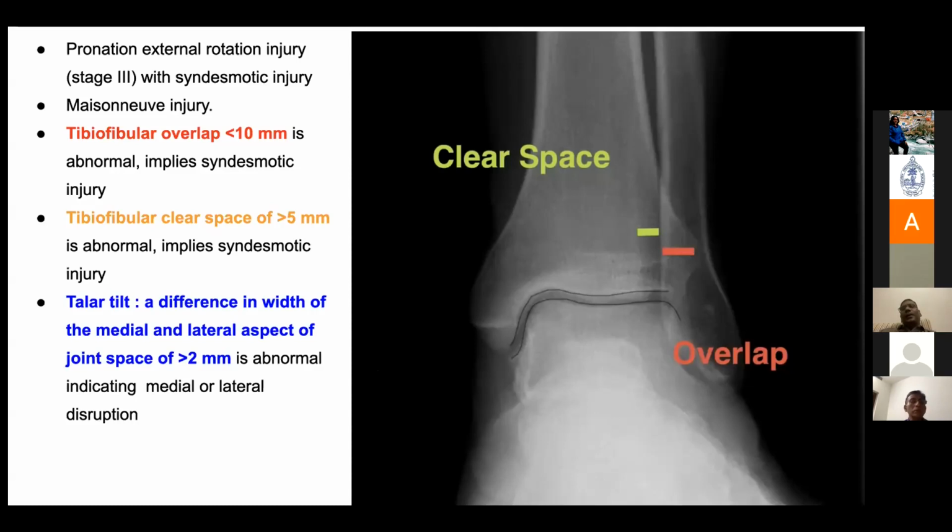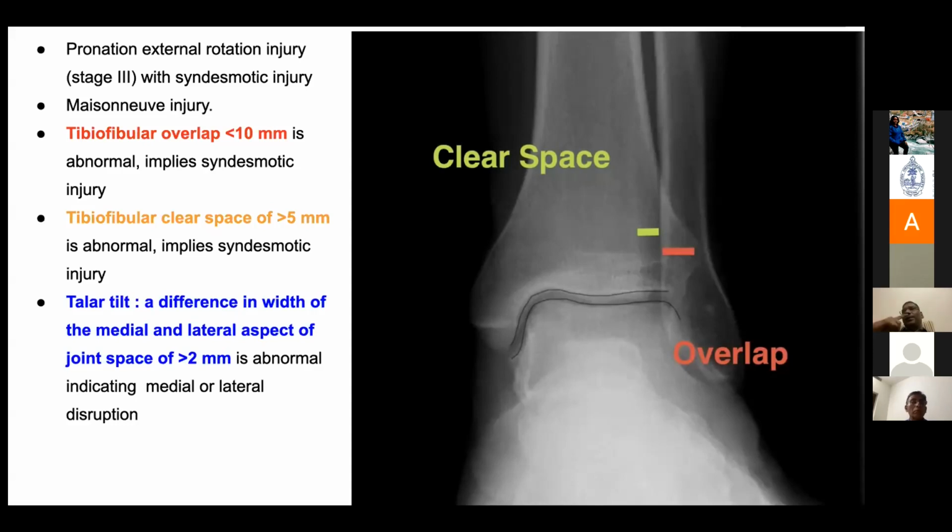And the talar tilt. These are the 3 things that you should look for in an ankle mortise view. The talar tilt is a difference in width of the medial and the lateral aspect of the joint space of more than 2 millimeter, indicating a medial or a lateral disruption. So the tibiofibular overlap and tibiofibular clear space: the overlap should be less than 10 millimeter, and the clear space more than 5 millimeter, to diagnose a syndesmotic injury.